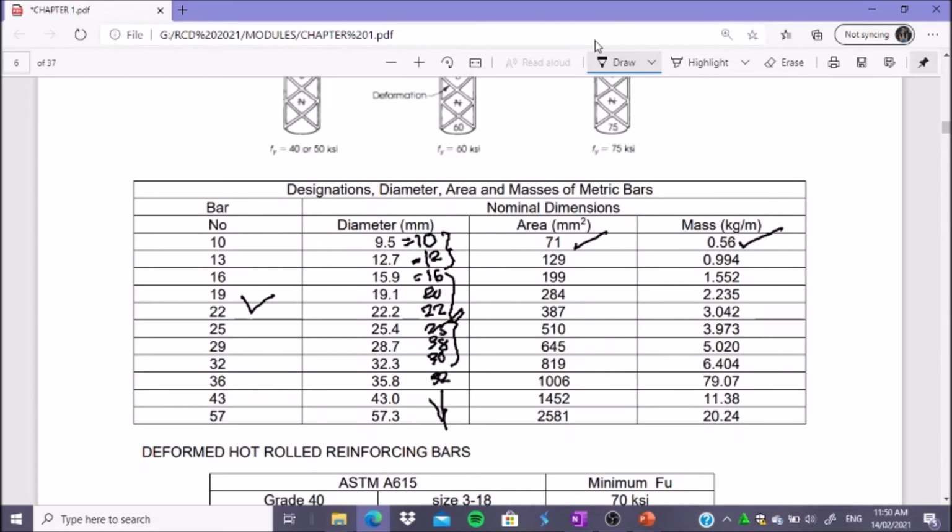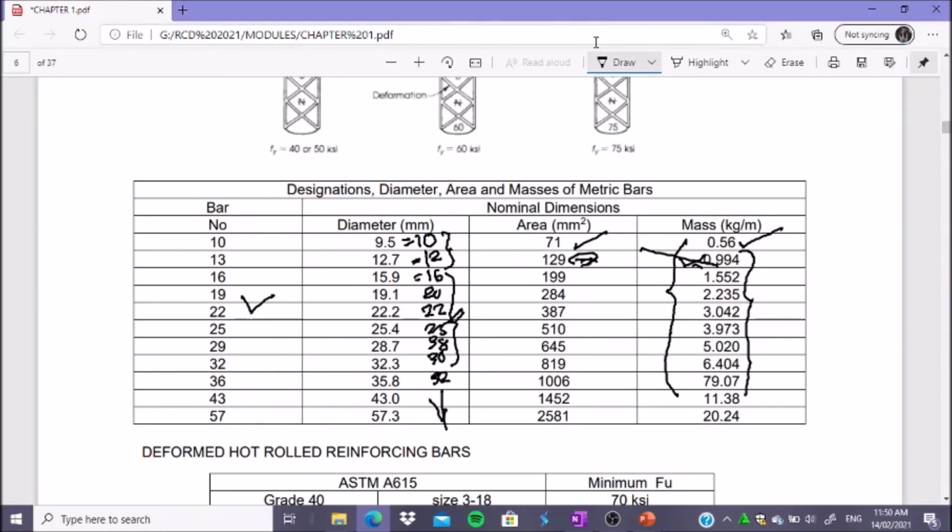Okay. Importante dito itong mass kasi sometimes substandard yung rebar, sabihin sa'yo 12 mm, okay, 129 nga yung area niyan, pero pag nag-cut ka ng 1 meter at kinuha yung weight, baka hindi siya pumasok sa 0.994, no? Yun yung mga substandard.